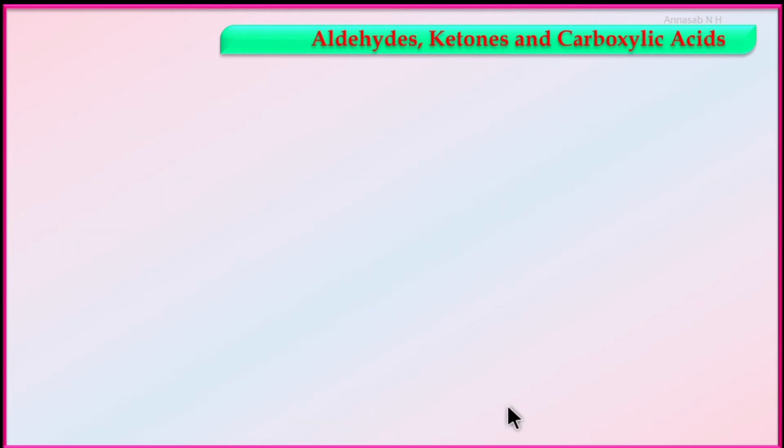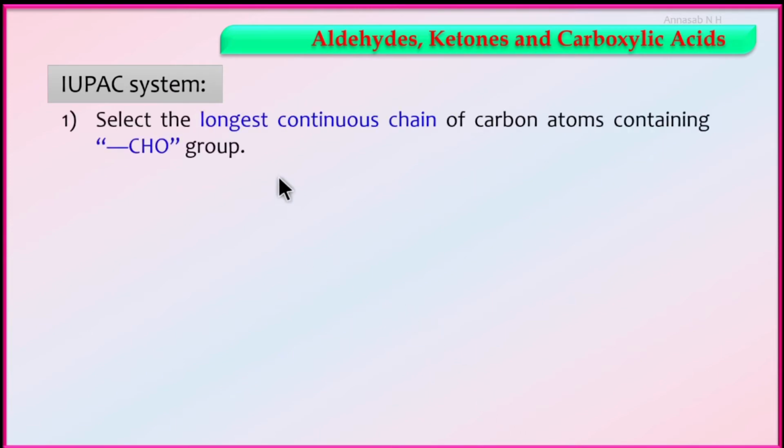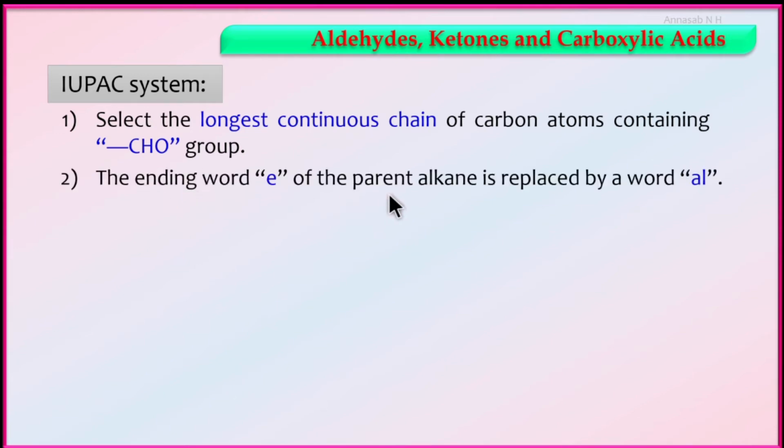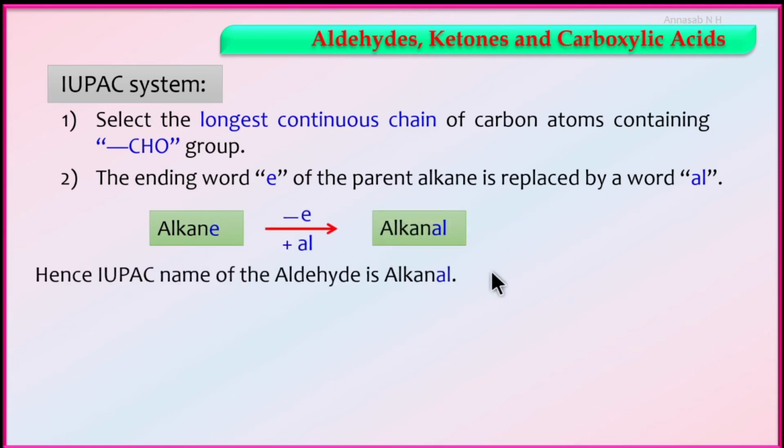Moving further, in the IUPAC system of naming, consider the longest continuous chain containing the CHO group as the parent chain. The second rule: the ending e of the parent alkane is replaced by al. If it is an alkane, the ending e is replaced by al, so the name of the compound is alkanal. Alkane, alkanal. Hence the IUPAC name of an aldehyde is alkanal.